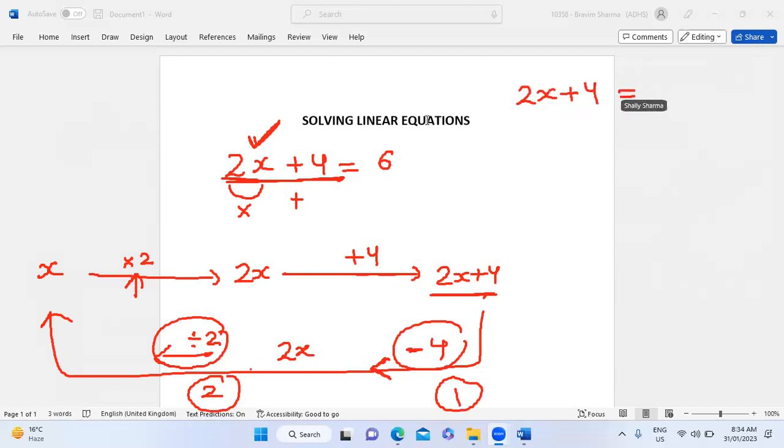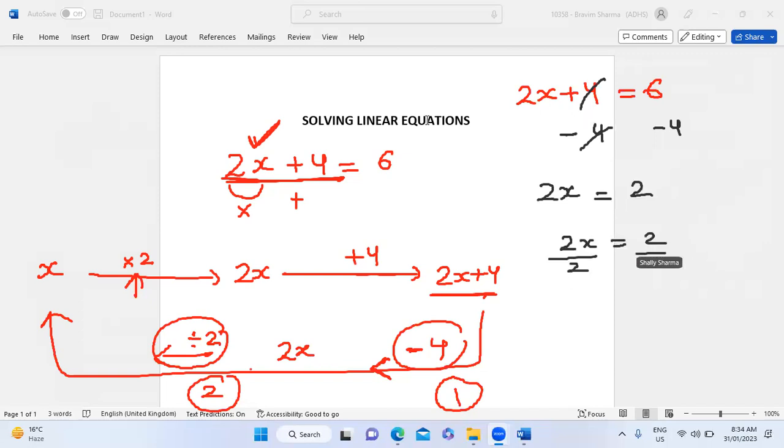2x plus 4 is equal to 6. And after that, I will be subtracting 4 from both sides. No need of putting this equal to sign here. Then we will be having 2x is equal to 2. I will divide both sides by 2. So x will be equal to 2 divided by 2, which is 1. So this is my answer. Okay, so this way we solve two-step equations.